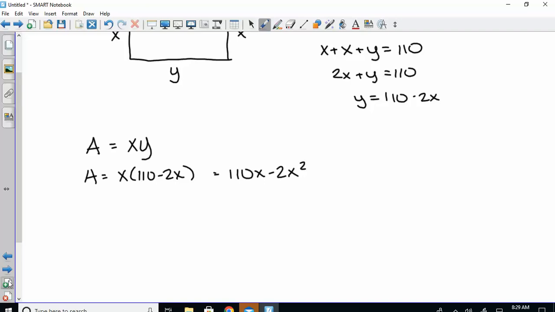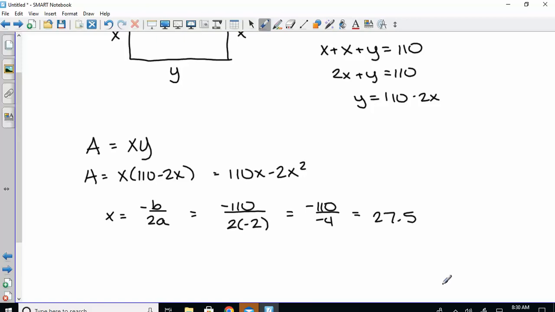Now, anytime I ask you to find the maximum or minimum of a quadratic, what am I asking you to find? Vertex. So we need to do opposite of b over 2a. My b is 110. My a is negative 2, so we get negative 110 over negative 4, or 55 over 2, so 27.5.